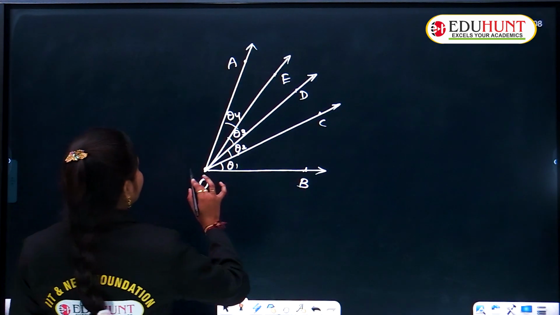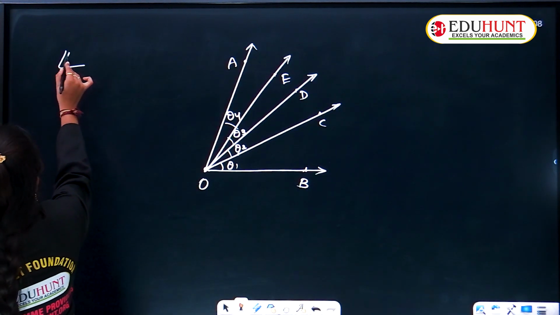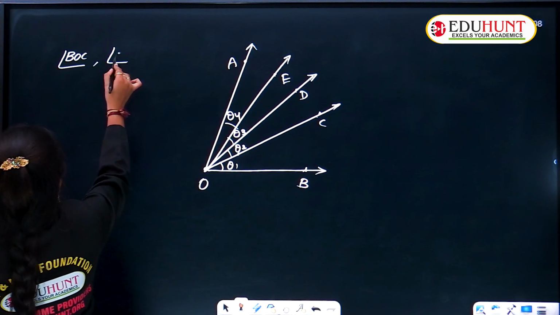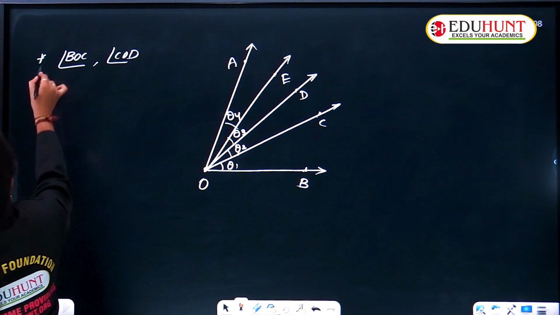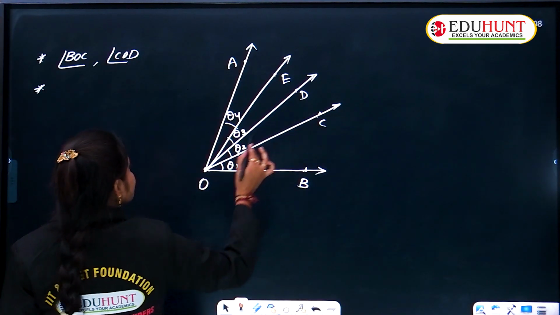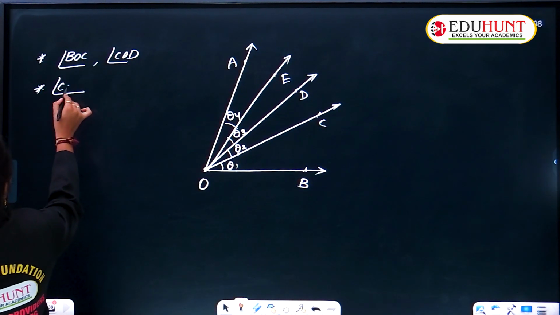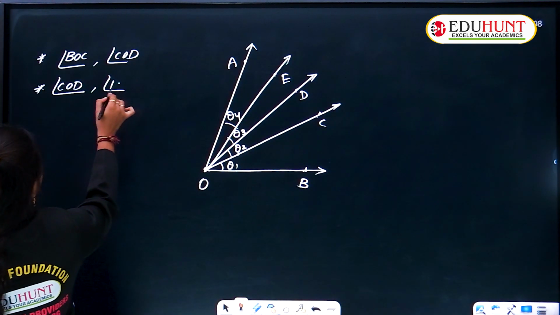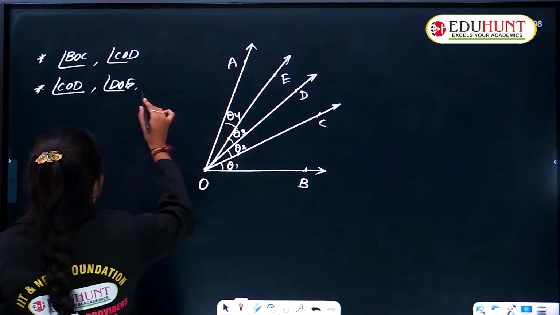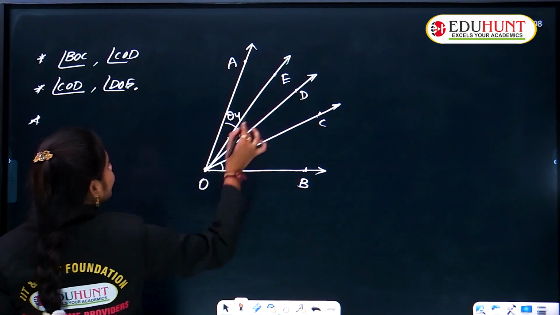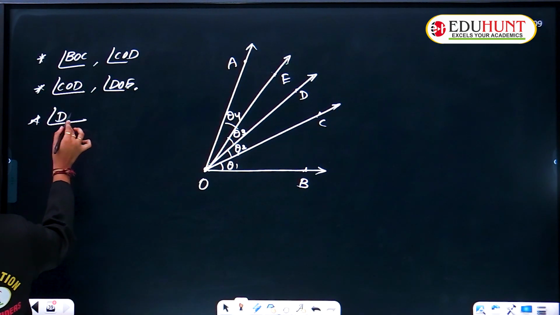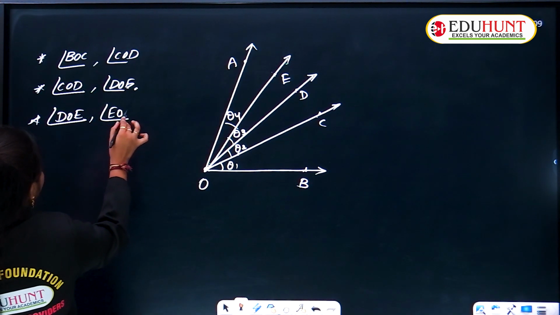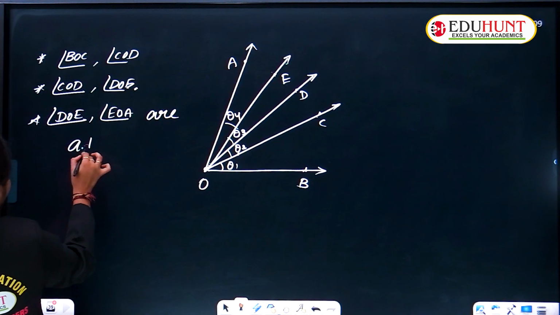Then which ones can we say are adjacent angles here? Angle BOC and angle COD, this is one of the pair. The second pair is angle COD and angle DOE. And in the same way, angle DOE and EOA are adjacent angles.